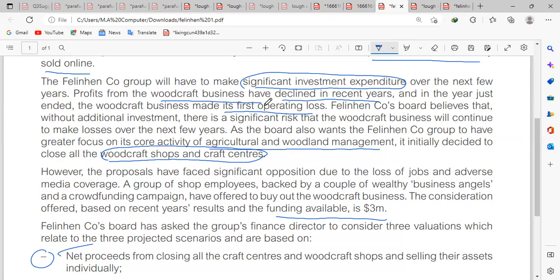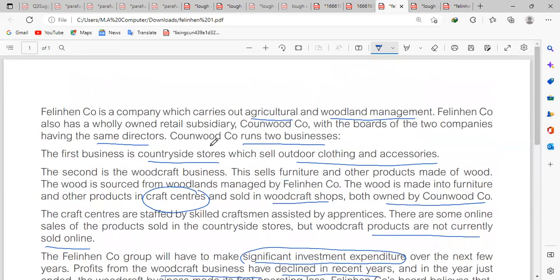And this woodcraft is being made in the craft centers. That's why in one suggestion we are also closing the craft center as well. And we said that in the next part, we will close the shops, but the craft centers will open, and whatever the products will be there, that will be sold now with the other business, which was this one, countryside stores. And the countryside stores are already doing some online business as well. But by their online business, they are selling the clothing and the accessories.